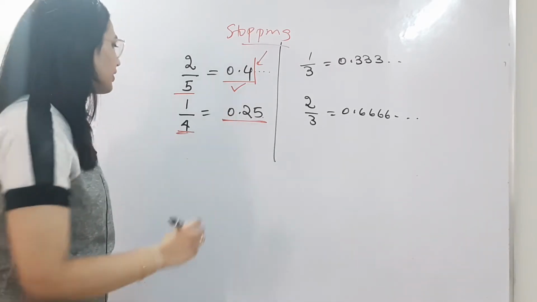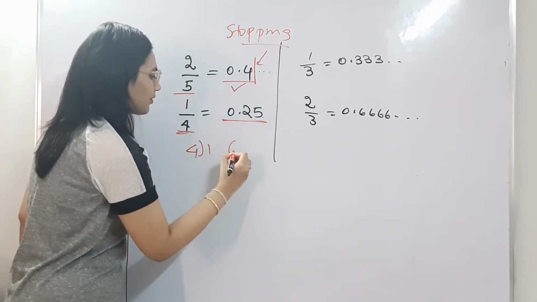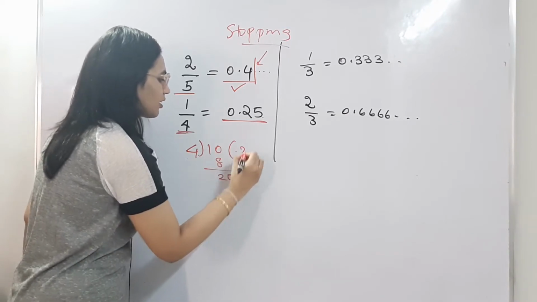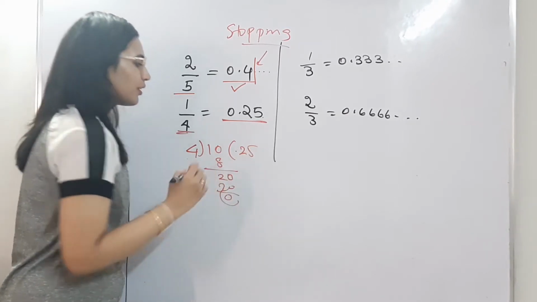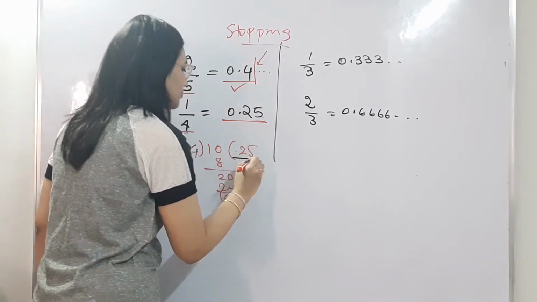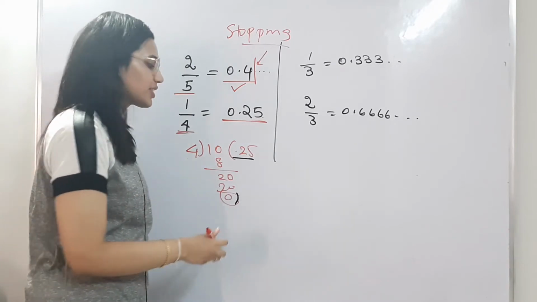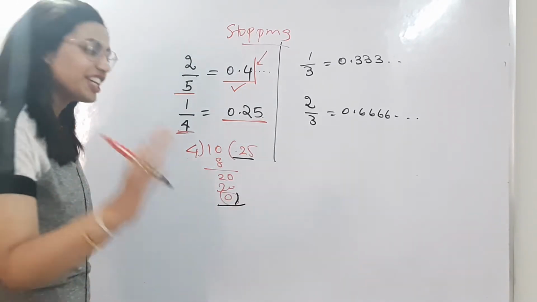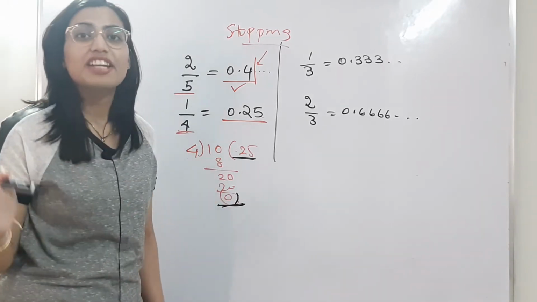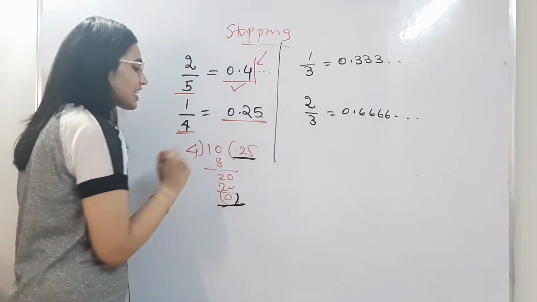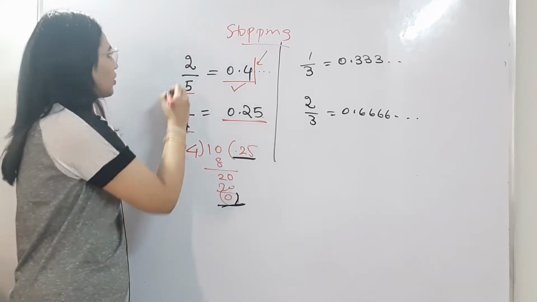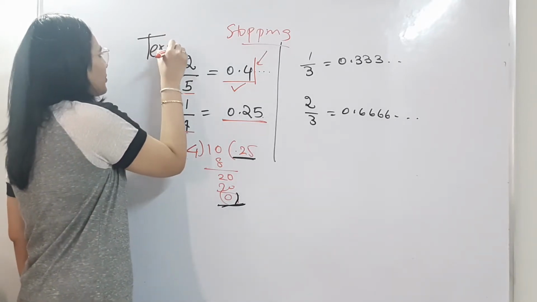How do you say that? If we divide 1 by 4, we get this as 10. 2 4s are 8, 20, 5 4s are 20. What are you seeing here? You are seeing here that the decimal expansion ends after 2 digits and the remainder is 0. So whenever the remainder is 0, when you divide two numbers and the decimal expansion stops after a certain step, as soon as the remainder comes as 0, then that is called a terminating decimal.